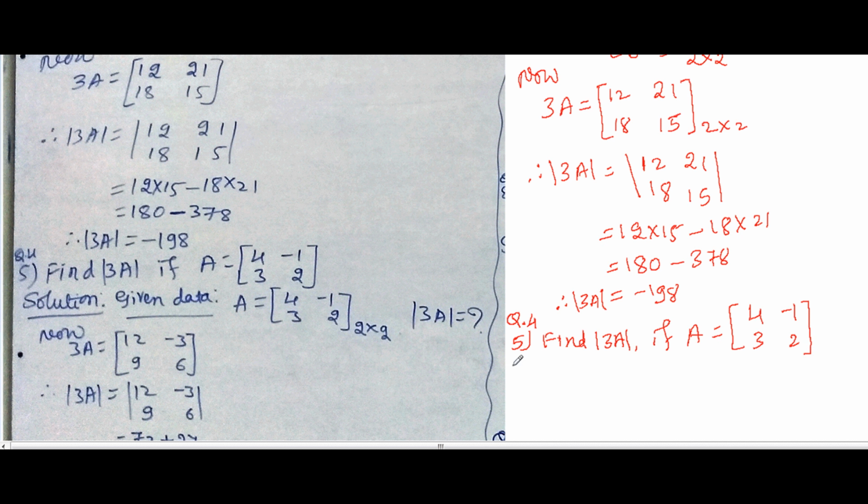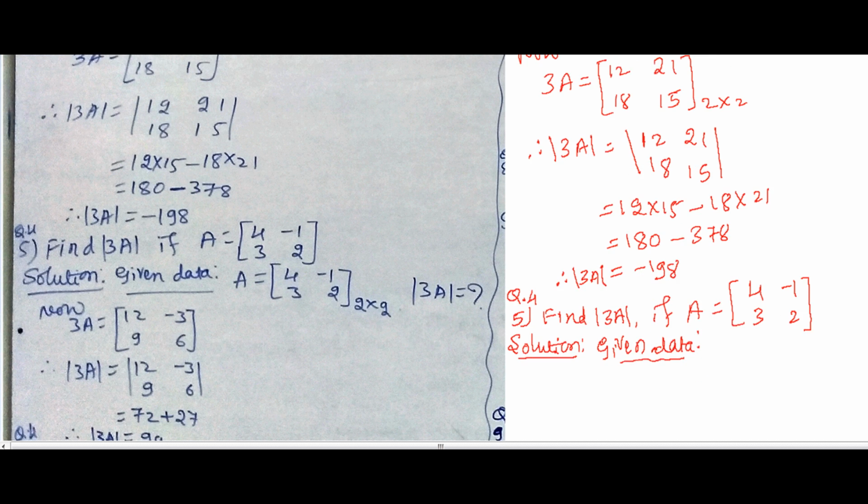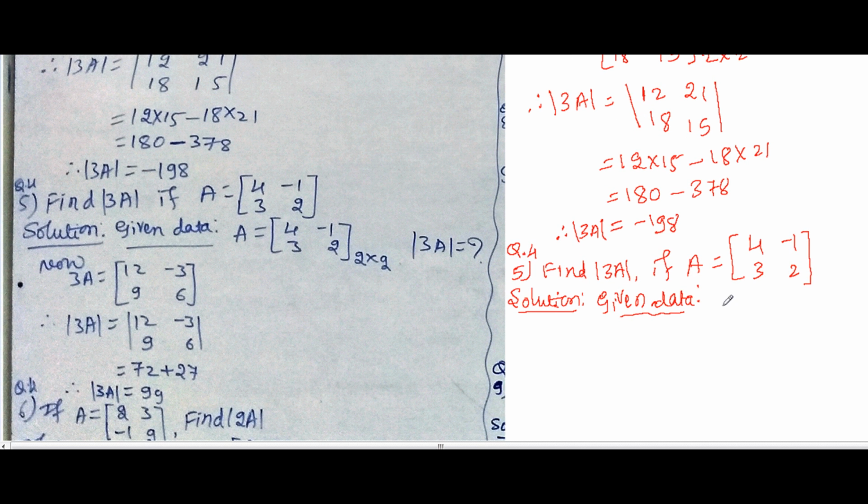Okay, again in the similar fashion we shall proceed. Solution. So given data, mention the given data. Matrix A he has given as 4 minus 1, next 3 2, so its order is 2 by 2. Then what he has asked, again, the determinant of 3A is question mark.